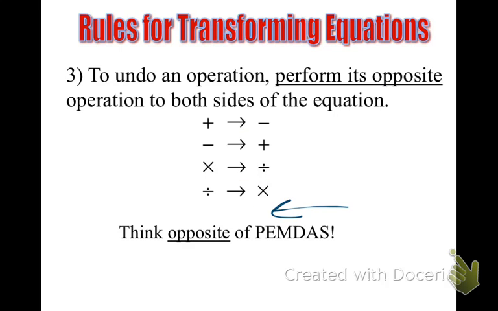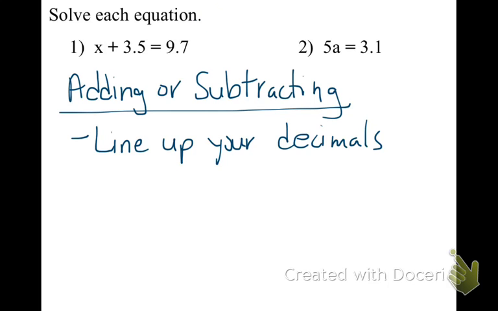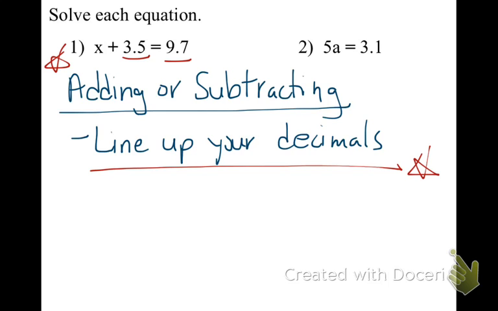Think we're going backwards. So in your notes, I need the title, solve each equation, and go and write down number 1. So first off for number 1, just a quick reminder. Remember, whenever you're adding or subtracting decimals, make sure you line up your decimals. So go ahead and put this in your notes right now.